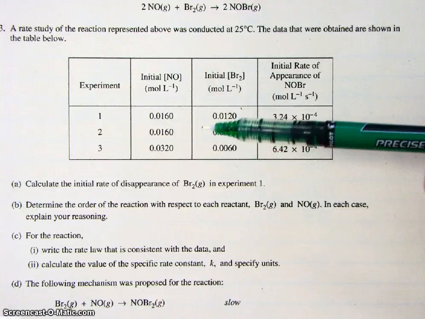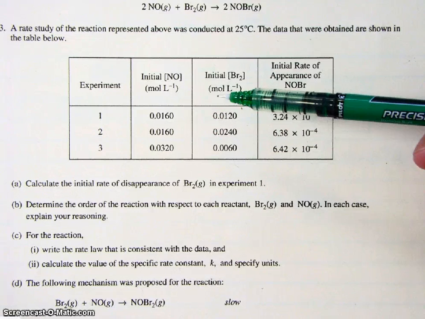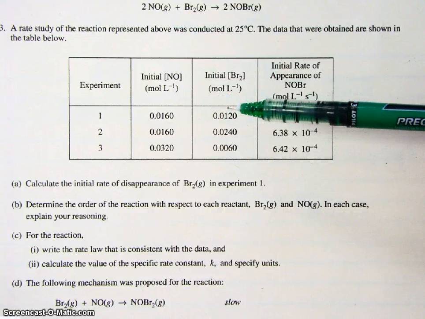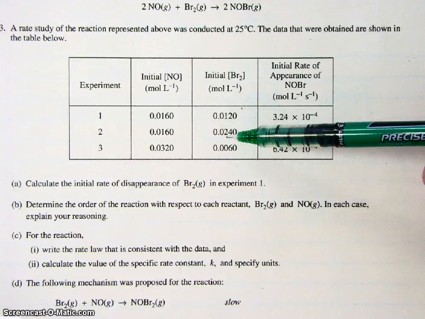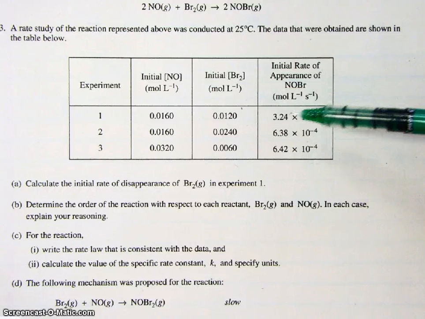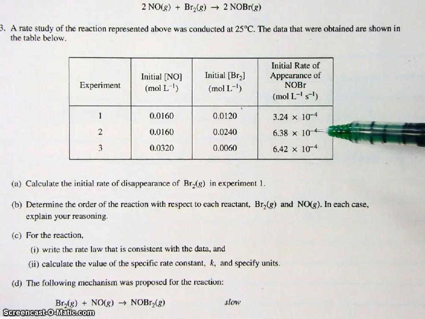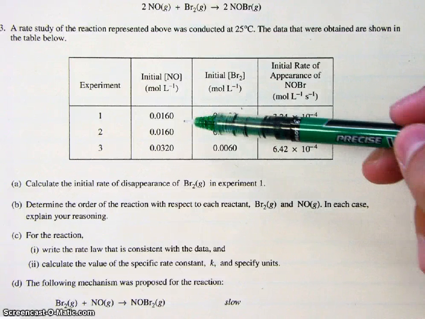By the way, not a question on here, but something that you could also be asked is what is the overall order for the reaction. If they ask you what the order is for the entire reaction, all you would do is add the orders of each part written in the rate law. And so we would say that overall this is a third order reaction.